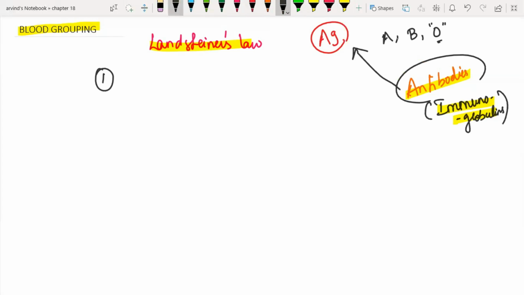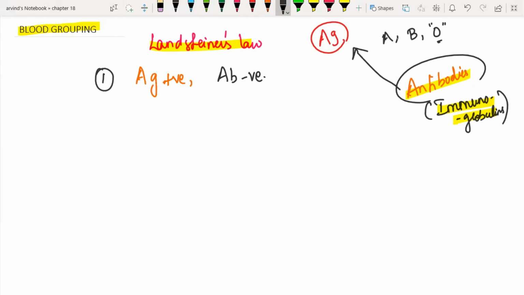Now, this Landsteiner, he had given two laws. The first law is, we'll just get into RBCs directly. If an RBC contains an antigen, let me put it as antigen positive, which means what? If the surface of an RBC contains a particular antigen, then its corresponding antibody is going to be absent in the plasma.